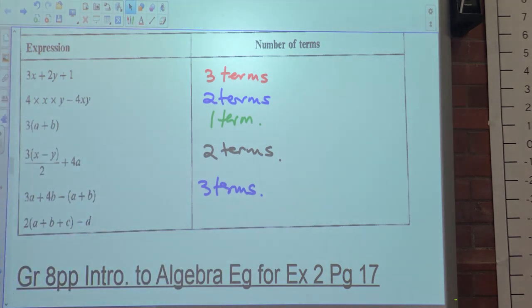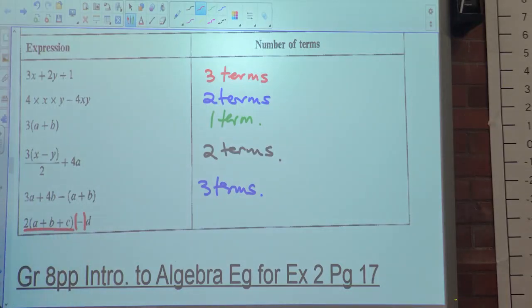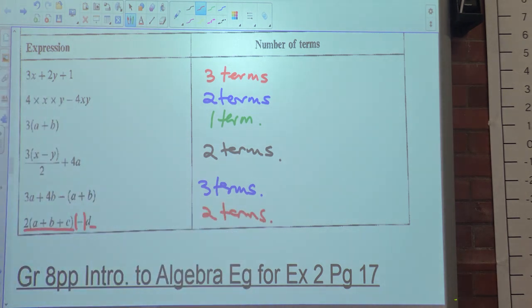Last one. 2 terms. Who says 1? Nobody. Who says 2 terms? What do you say, Michael? Don't tell me 3, please. 2. Who says 2 terms? 1. Okay, according to the definition, what's the definition? A term is separated by addition and subtraction signs. Here is your subtraction sign. So it's 1 because the brackets form 1 term. So it's going to be 2 terms. Understand, Michael? You again say yes, right?